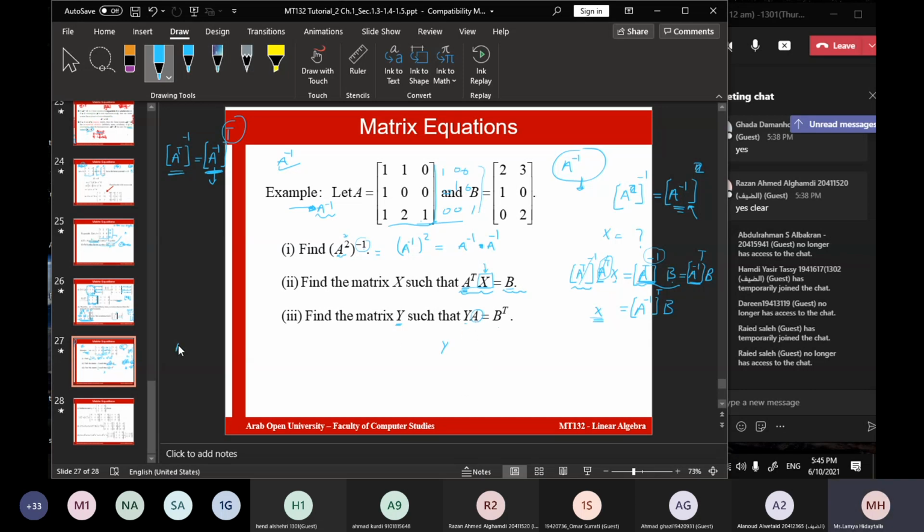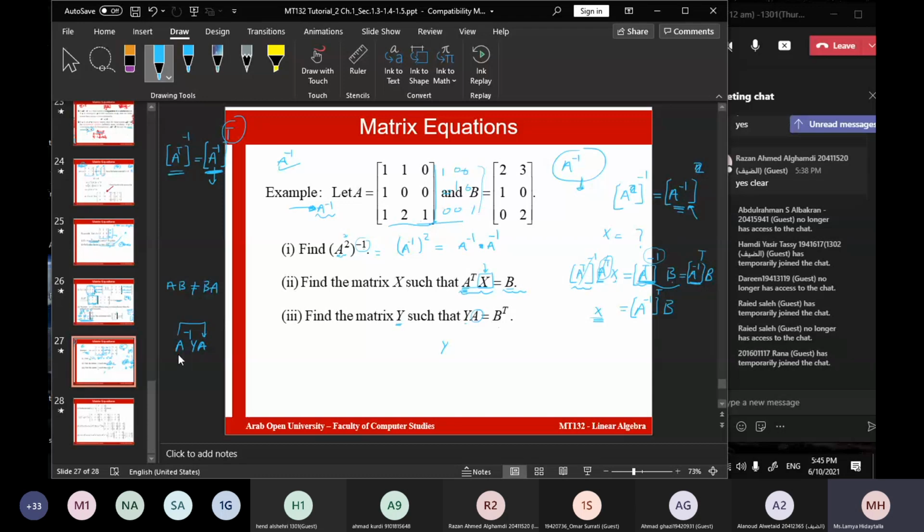Guys, if I had A inverse times Y times A, can I multiply this with this first? No, because we said A times B is not necessarily equal to B times A. So you cannot, no way to put this beside that, unless it is on the same side next to it. Then you can multiply. Okay? So make sure from which side you will multiply.